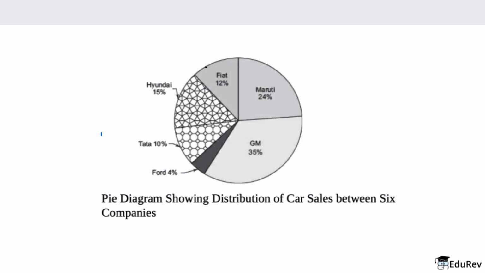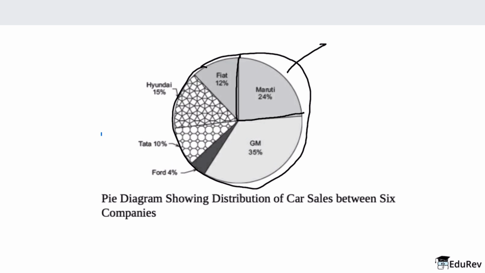It's going to be in the form of a circle and then there are going to be various segments, and these segments are divided proportionally. Like for example, in this given figure, you can see the distribution of sales of the car industry between 6 car companies. Now looking at the figure, we can infer that Maruti has what? It has 24% of the market share.